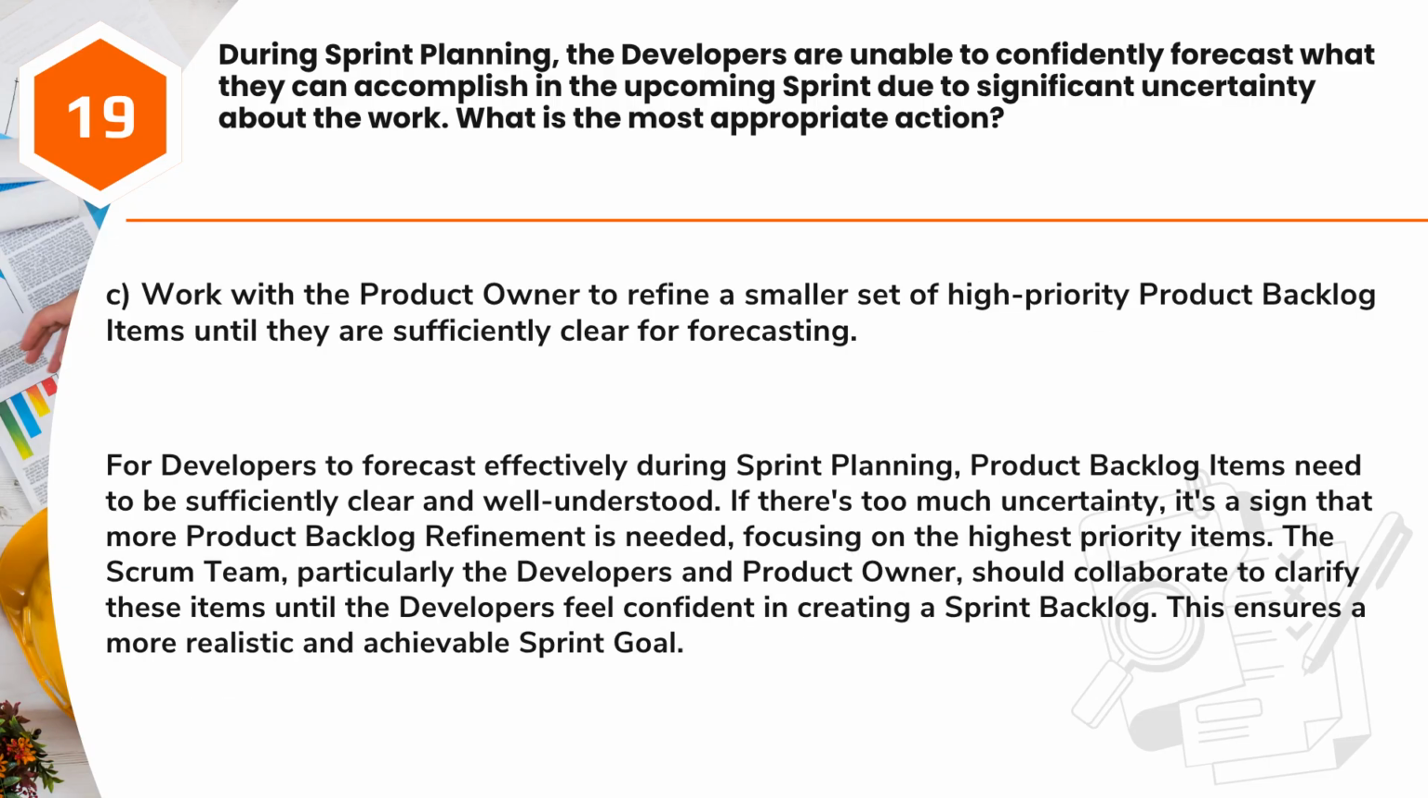Answer: C. Work with the product owner to refine a smaller set of high-priority product backlog items until they are sufficiently clear for forecasting. For developers to forecast effectively during sprint planning, product backlog items need to be sufficiently clear and well understood. If there's too much uncertainty, it's a sign that more product backlog refinement is needed, focusing on the highest priority items.